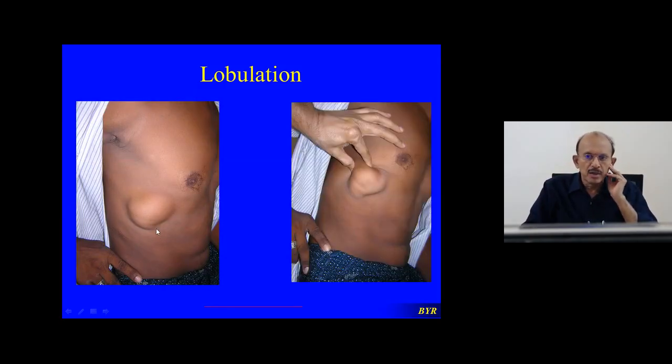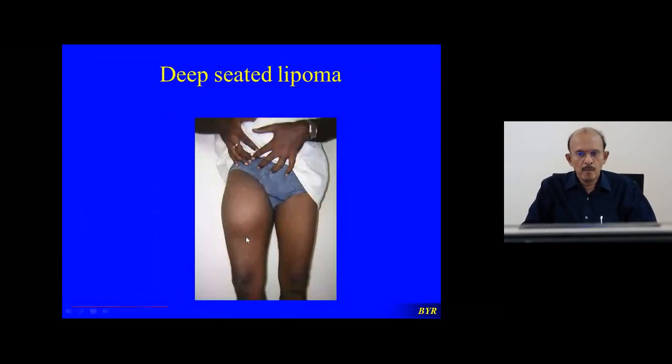To demonstrate the lobulation, what you should do is stretch the skin at one edge. Then lobulation will be more perfectly seen. Whenever the lipoma is within the muscles, you must always differentiate it from a muscle swelling, a muscle mass. A muscle mass may be a fibrosarcoma of the muscle.